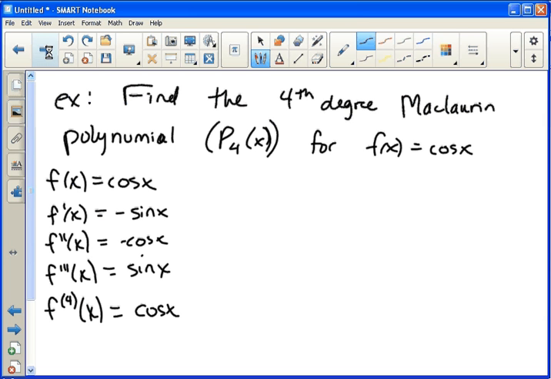So cosine of 0 is 1. Negative sine of 0 is 0. Negative cosine of 0 is negative 1. Sine of 0 is 0. Cosine of 0 is 1.